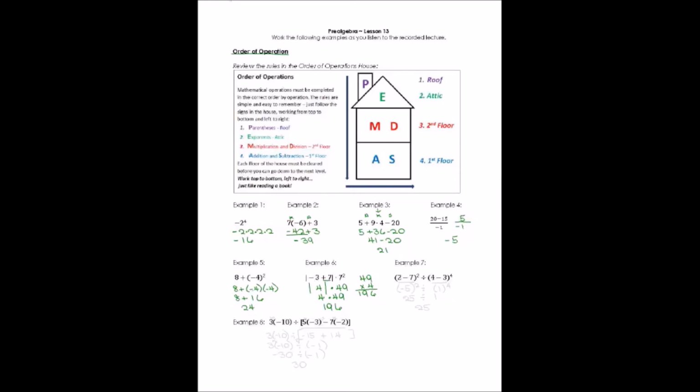Example number 7. I've got exponents, I've got parentheses, I've got division, I've got subtraction. What comes first? Well, parentheses. Let's handle what's inside these two sets of parentheses first. 2 minus 7. I subtract them and keep the sign of the larger. It's going to be a negative 5. Now, let's handle the second one. 4 minus 3 is really going to be a 1 raised to the power of 4.